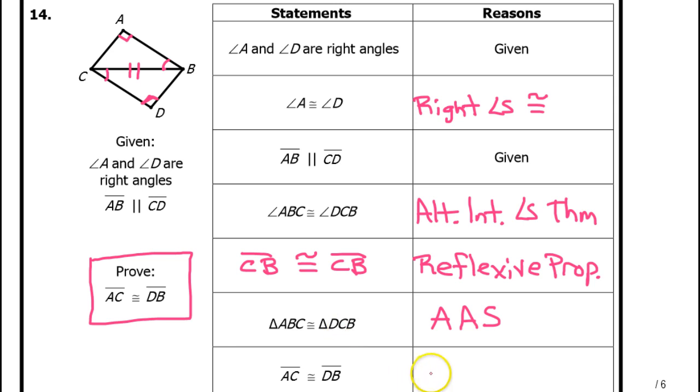So what's the reason that we always use to justify why two parts are congruent after we've already proven that the triangles themselves are congruent? Hopefully you're thinking CPCTC. That stands for corresponding parts of congruent triangles are congruent.